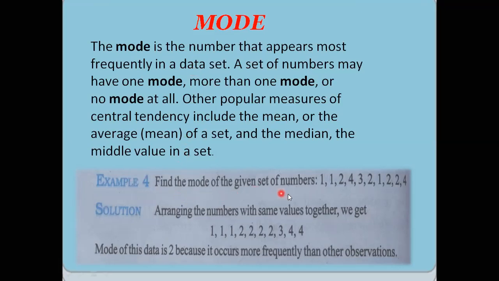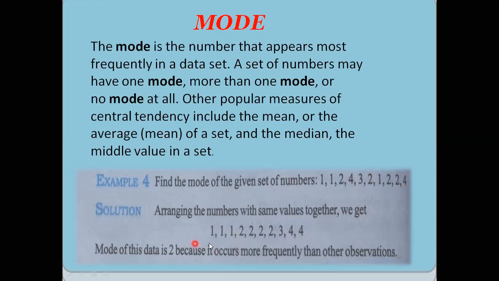Find the mode of the given set of numbers. Here they have given 1, 1, 2, 4, 3, 2, 1, 2, 2, 4. This is the data, and in this you have to find the mode. Arranging the numbers with the same values together, we get 1, 1, 1. You can see 1 is repeated 3 times. Here 2 is repeated 4 times. And 3 is only 1 time, and 4 is 2 times. We arrange in this way.